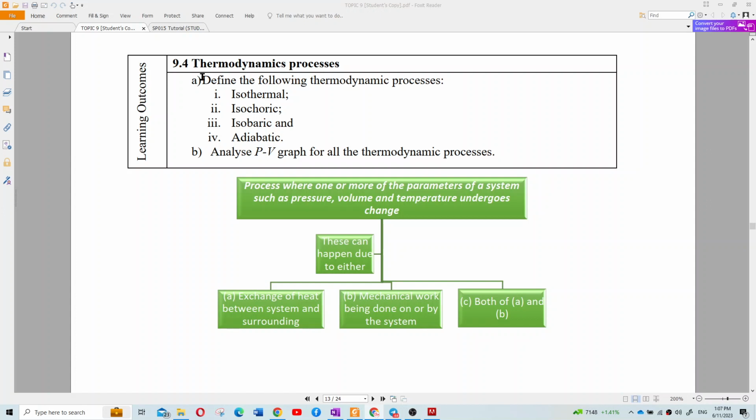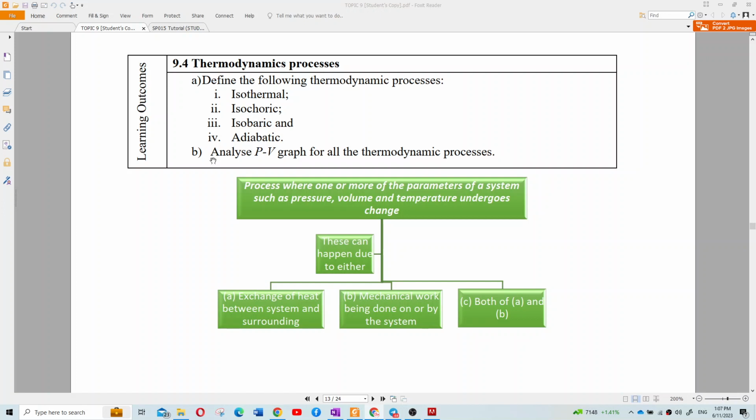Actually, you learned about these processes before, during your high school. But you haven't learned the specific names. So today you will be introduced to all the scientific names for these thermodynamic processes. You learned this before, yeah? Trust me. Okay, define the following thermodynamic processes: isothermal, isochoric, isobaric, and adiabatic. All four of these, you must understand each of these processes.